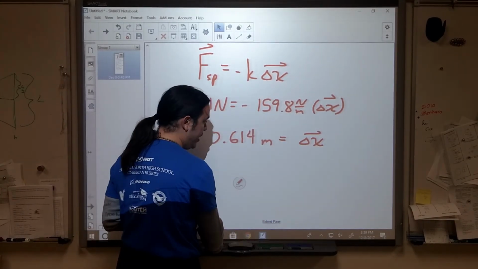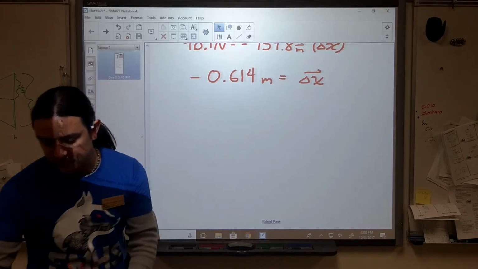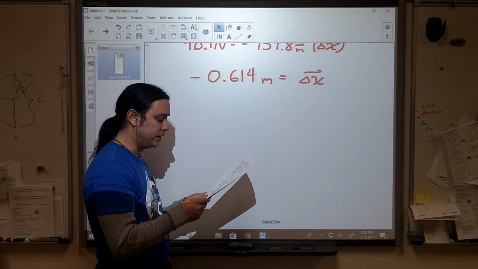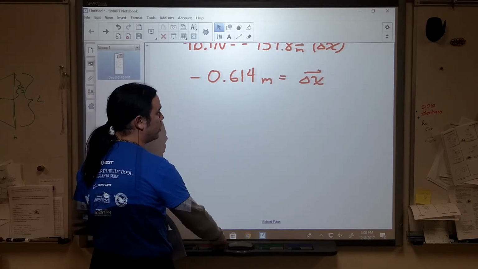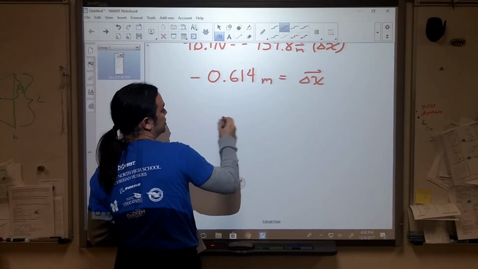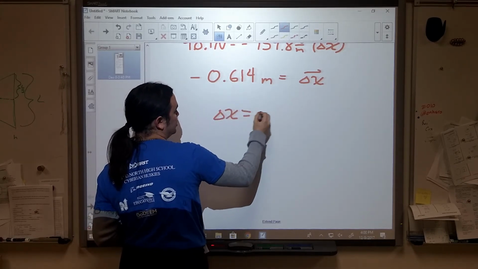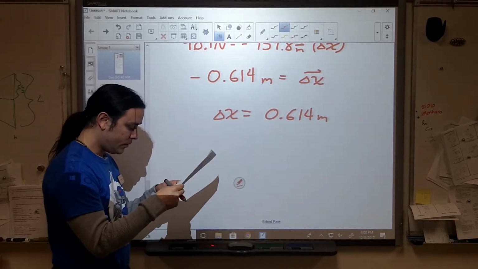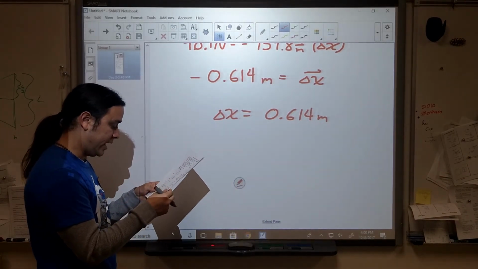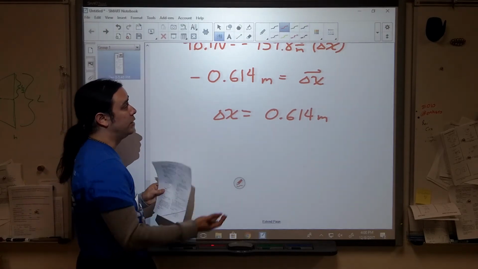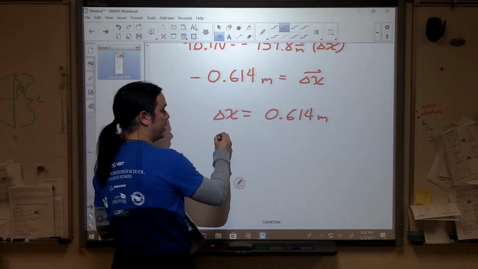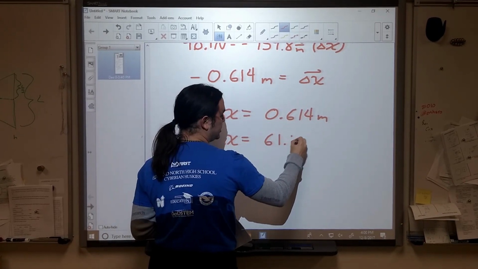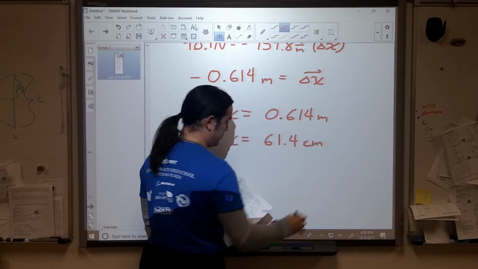Our spring stretches out. When we put our answer in, they're probably asking us specifically how much does it stretch. In fact, it says how far will it stretch when supported by the mass. So we're going to take just the magnitude, the absolute value. So what we're looking for is delta x equals 0.614 meters. And they, I believe, instruct us to answer in centimeters. If not, they gave us information in centimeters, so I'm pretty certain they want the answer in centimeters. So we're going to need to convert this over to centimeters. We get about 61.4 centimeters.